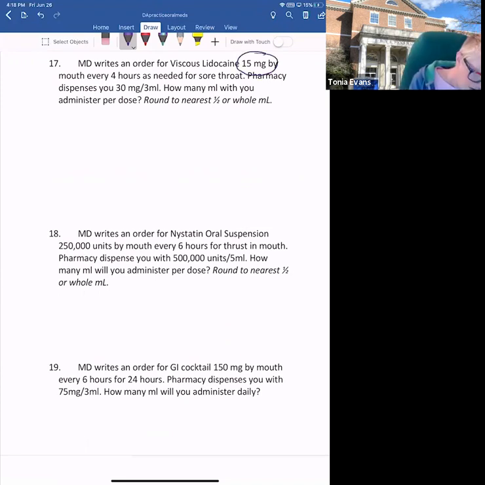Okay, so we have a dose of 15 milligrams. This is what pharmacy gave us. How many milliliters are we going to administer per dose? And we're going to round to the nearest half or whole milliliter. So we have a rounding rule on this one too. Okay, so I'm looking at milliliters per dose.